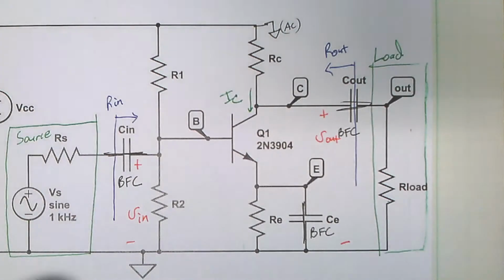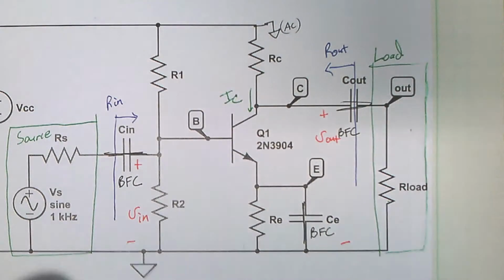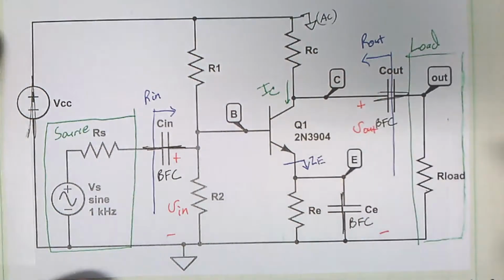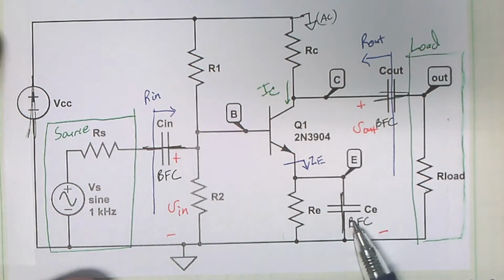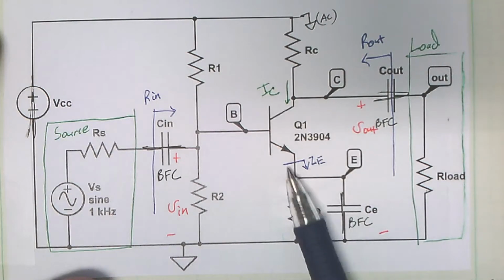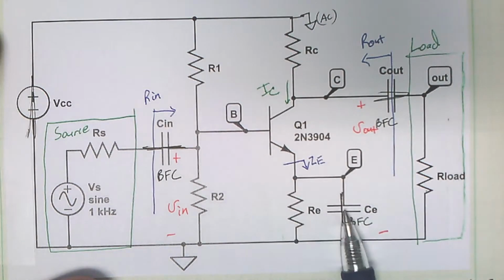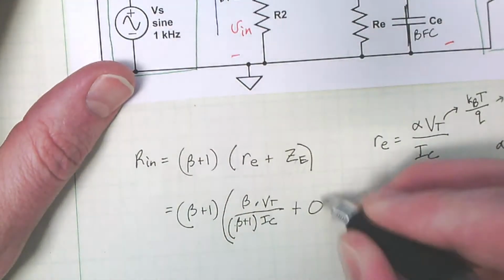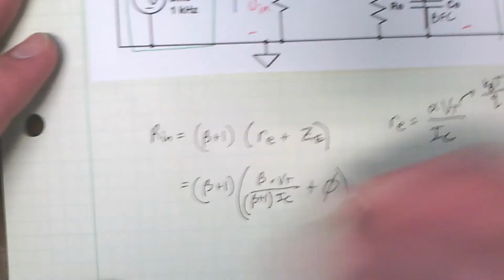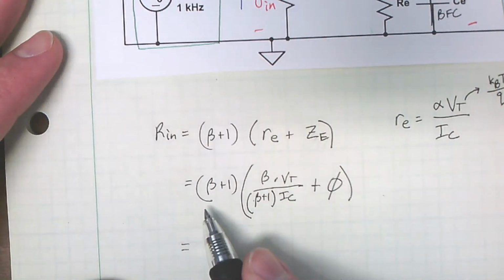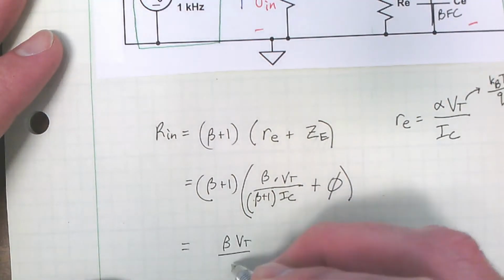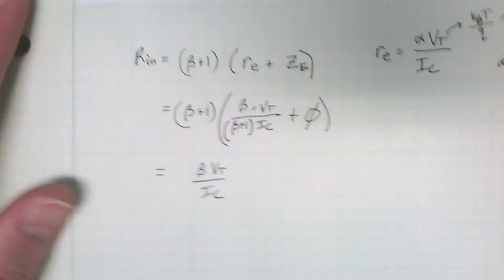Look at that. CE. Look here, and I look out. CE. Remember, this is a big fat capacitor at any frequency of interest. CE then is looking into a RE in parallel with a short circuit. ZE in this case is 0. That's really awesome because now Rn is beta Vt over Ic. Okay, that's great.